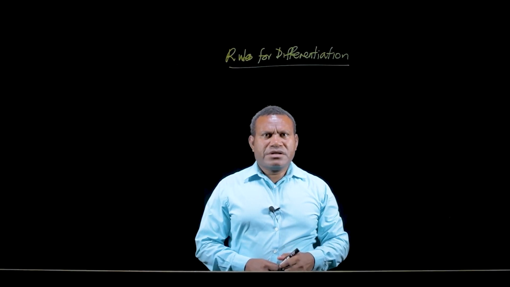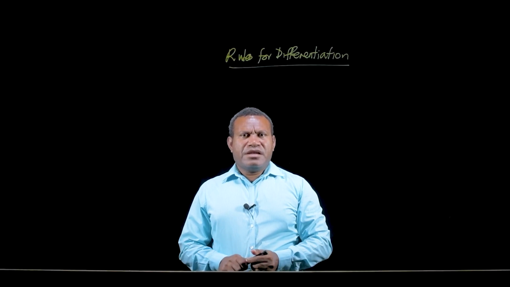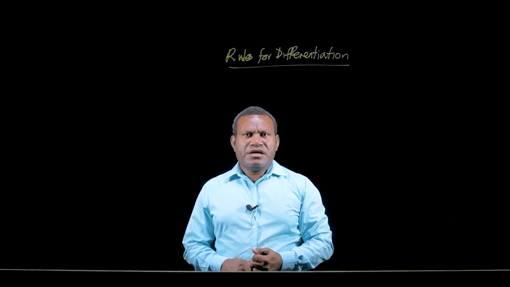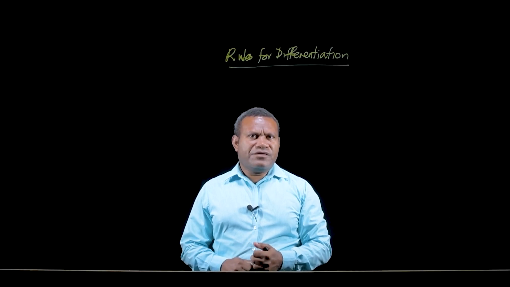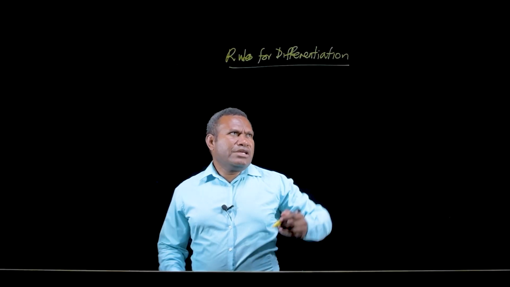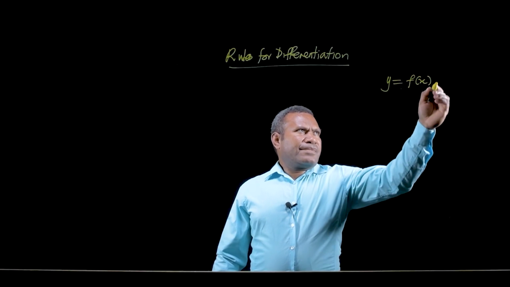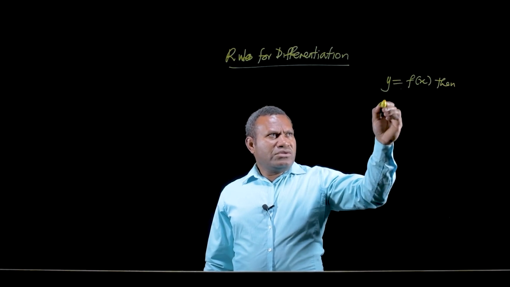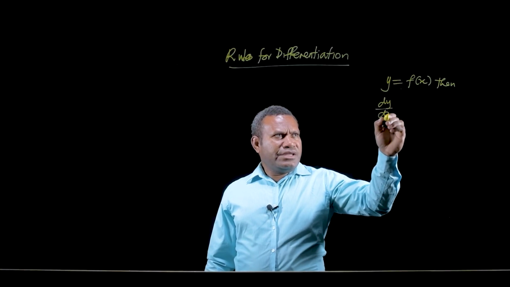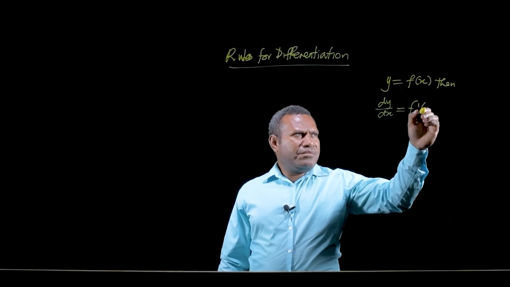Right, what is the rule for differentiation, or what is actually a differentiation? Differentiation in calculus is simply the process or method that is used to find the derived function or the derivative of a function. So generally, if I have a function y is equal to f of x, then the derivative of this function will be denoted by the symbol dy over dx, or it can be represented as f prime of x.